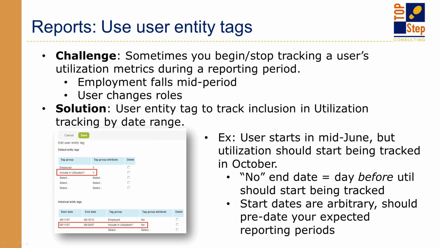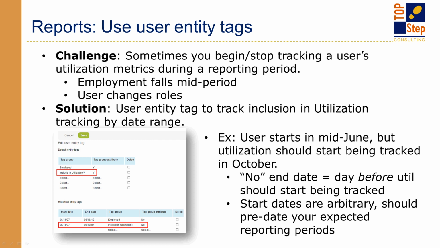First, what do you do when your report includes resources whose utilization should not be tracked during some, but not all, of the reporting time periods? Let me use an example. Let's say we have a resource who starts mid-June. However, maybe that resource is in a probationary period where we're not tracking their utilization quite yet. Maybe they started in a non-billable role, but then they're moving into a billable role at some point during the time period covered in our utilization report.